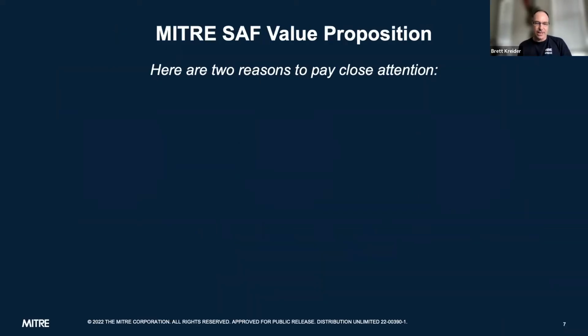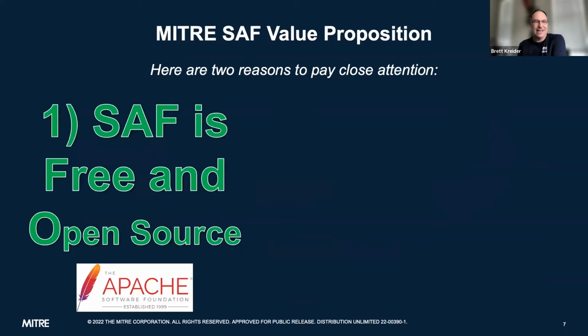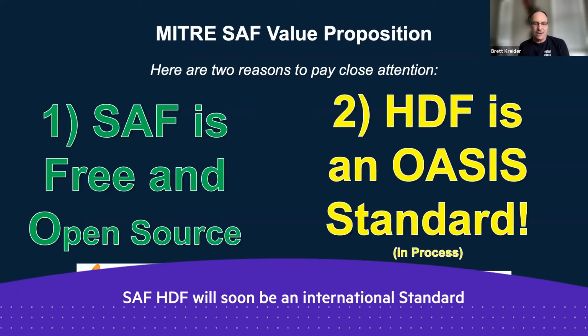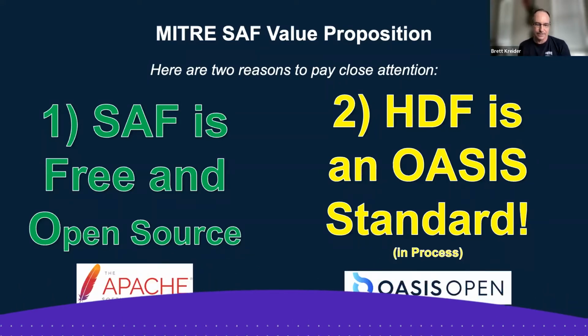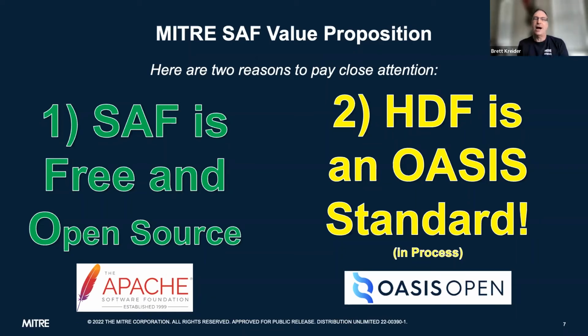Let me add two more things that may compel you to listen to the rest of this talk. Number one, all SAF content is free under the open source Apache 2 licensing and is currently being used by multiple vendors, federal agencies, and private sector companies. Number two, the SAF Heimdall data format is currently in the process of becoming an international standard through OASIS. This will instill even more confidence in the user community.